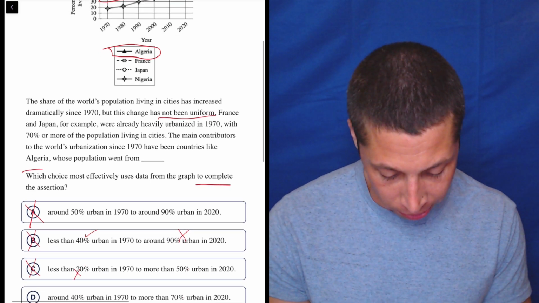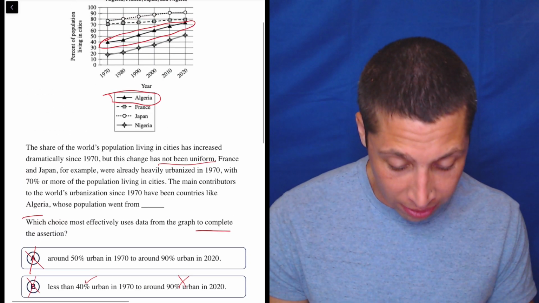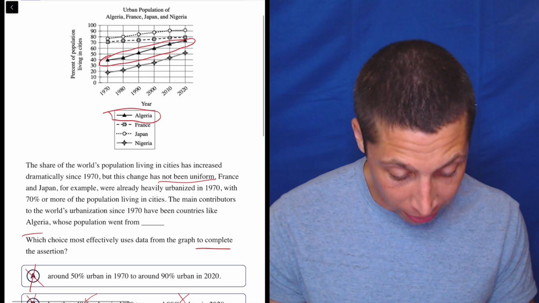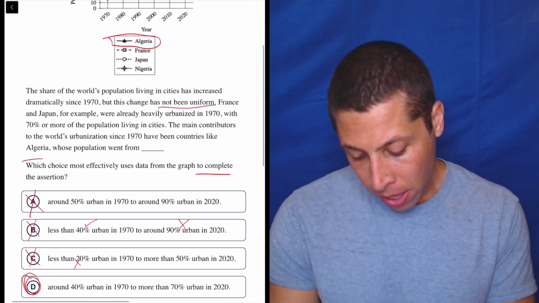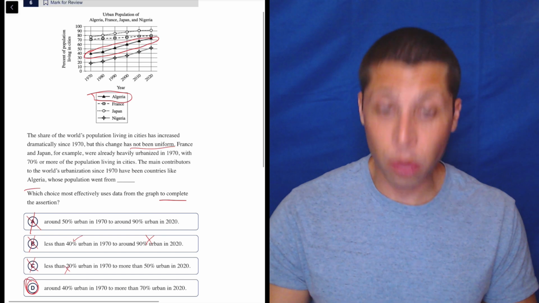That's the wrong one. That's not looking at Algeria. And around 40% urban in 1970, yep, seems good, to more than 70% urban in 2020. Yeah, just over that number. So there you go. Literally just reading the chart. There is no nuance to this question at all.